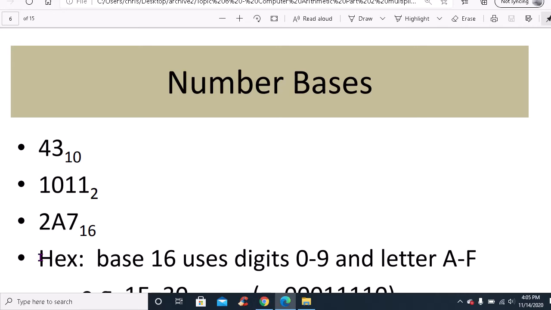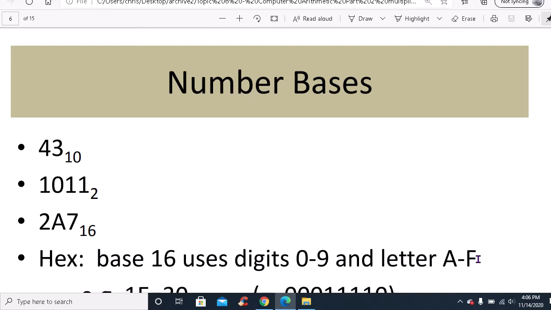So let me say here, a hex number, a number with base 16, uses all the digits between 0 and 9, together with the letters A to F. So A, the hexadecimal number A in decimal terms is 10, B is 11, C is 12, D is 13, E is 14, and F is 15.